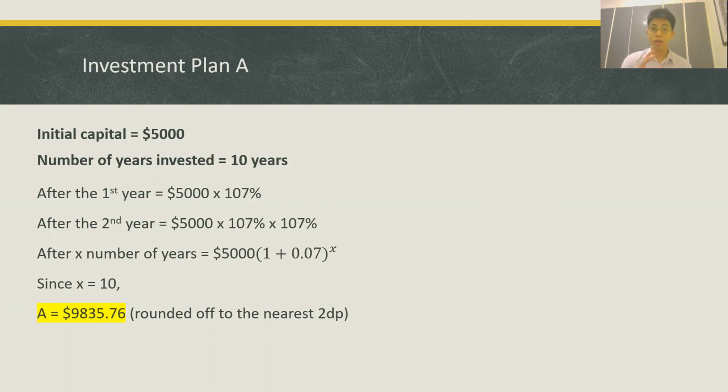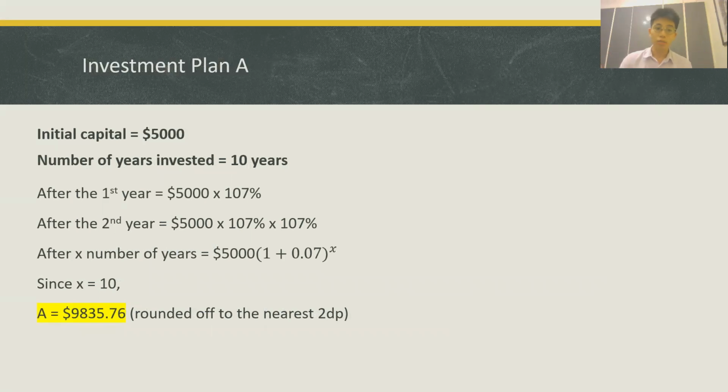For the second year, it is 107% of the first year. This means 5,000 times 1.07 times another 1.07. From year 3, year 4, all the way to year 10, the trend continues as such. For the first year, you multiply 5,000 by 107%. For year 2, we multiply 107% twice. So we can expect that for X number of years, you have to multiply by 1.07 X times. What this means is that when we formulate the equation, we can formulate it as such.